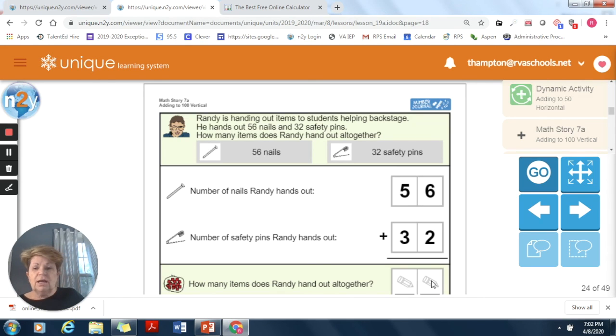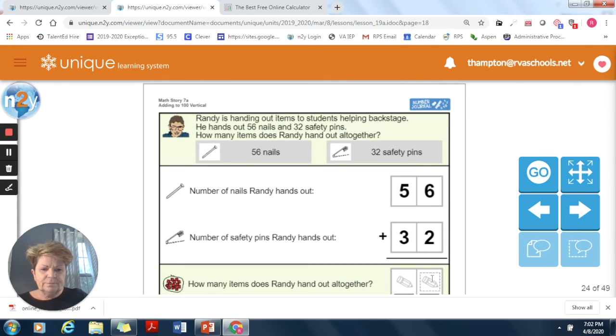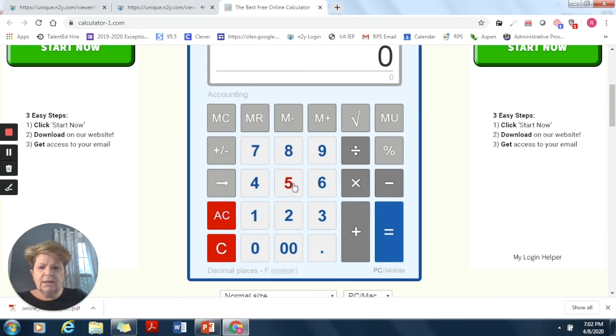So what number did you get? What was your answer? 88. Good. 88. So let's go ahead and put our answer in. 88. And we'll take up our calculator. We're going to clear our answer. We're going to put in 56. Now, which are we pushing here? Subtraction or addition? Addition. Plus 32 equals 88. Very good.